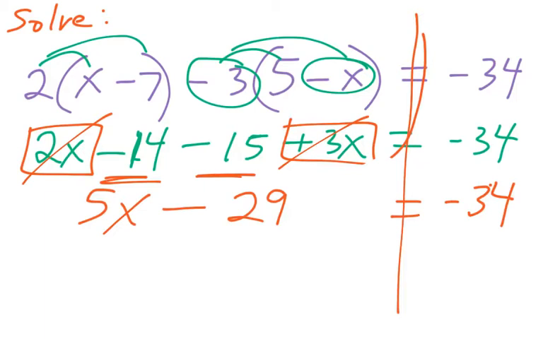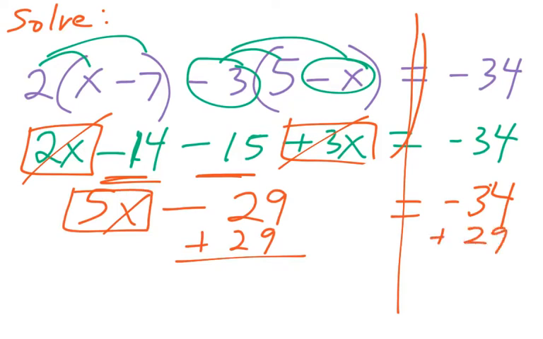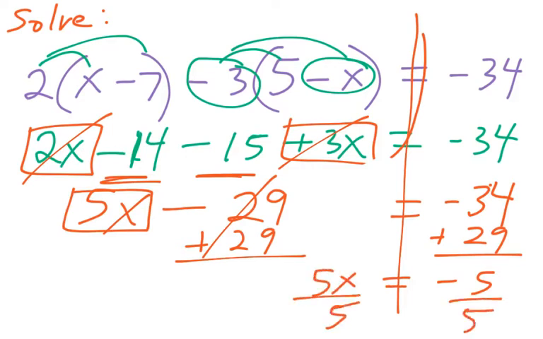And now we can start doing things to both sides. So we add 29 to both sides to isolate the 5x. Negative 34 plus 29 is negative 5. Last step, divide by 5. X is negative 1. Awesome.